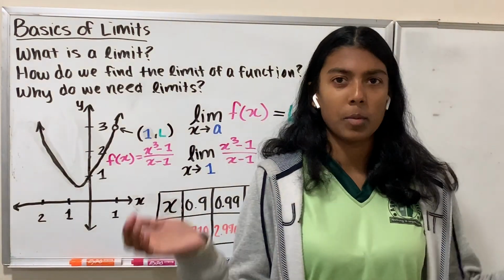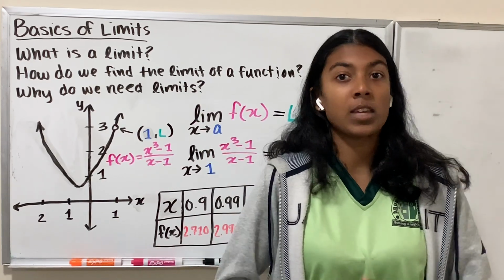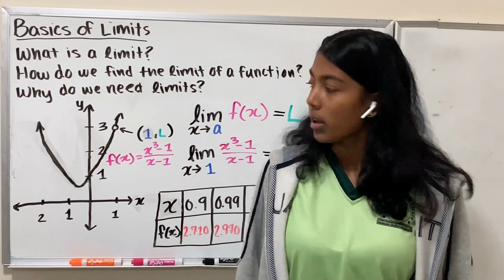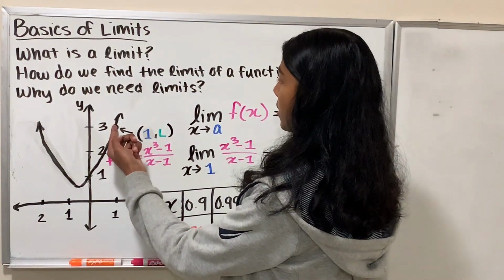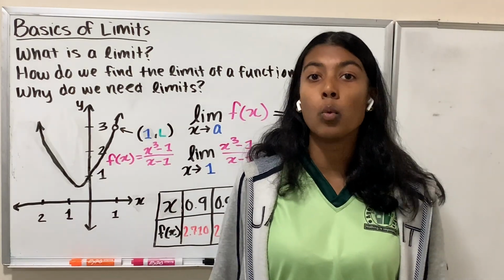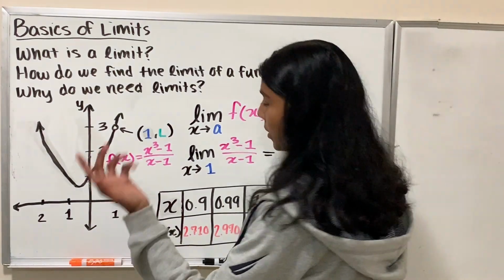So what is a limit? A limit is basically a prediction of any point within a graph. It could be a hole in a graph, an asymptote, or it can just be a normal point. For example, there's a hole in that graph. A limit helps us find what the y-coordinate of that is, because we know what the x-coordinate is.